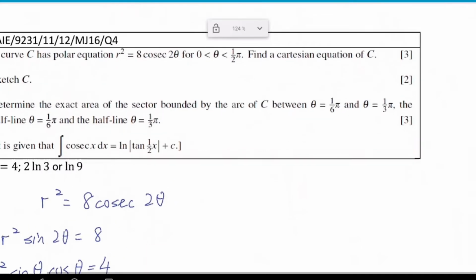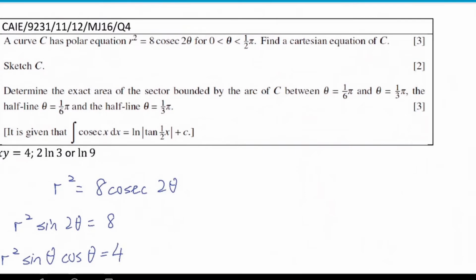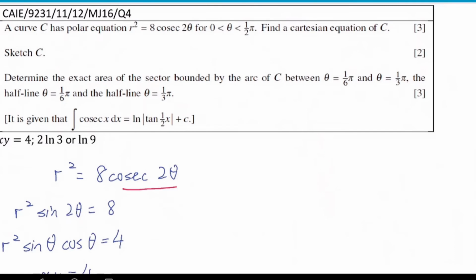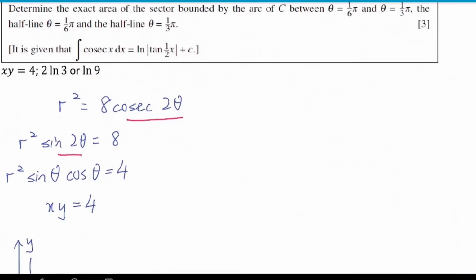Okay, this is another one. We have this curve C, which has this polar equation: r squared equals 8 cosec 2 theta, for theta from 0 to half pi. Find the Cartesian equation of C. So it is to change from polar to Cartesian. Cosec 2 theta is something we are familiar with. If we change that into 1 over sine 2 theta, it will be much better. Once we have the sine 2 theta, just change everything back to sine theta cos theta, so we use the double angle.